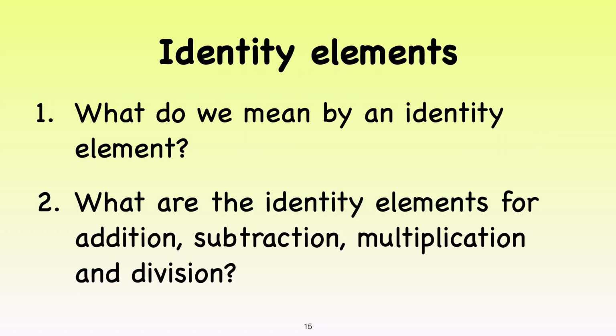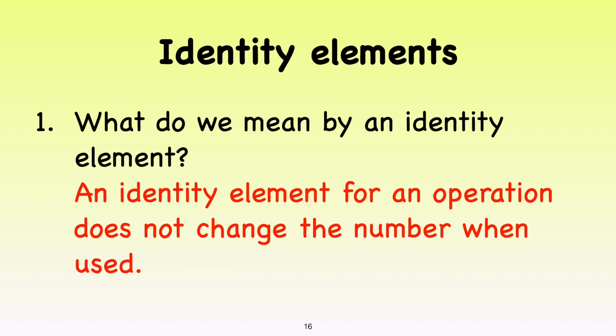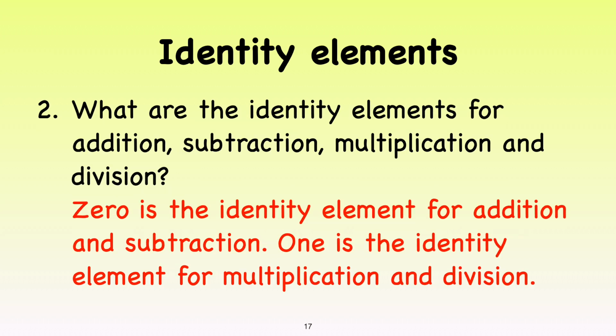What do we mean by an identity element? What are the identity elements for addition, subtraction, multiplication, division? An identity element for an operation does not change the number when used. 0 is the identity element for addition and subtraction, and 1 is the identity element for multiplication.